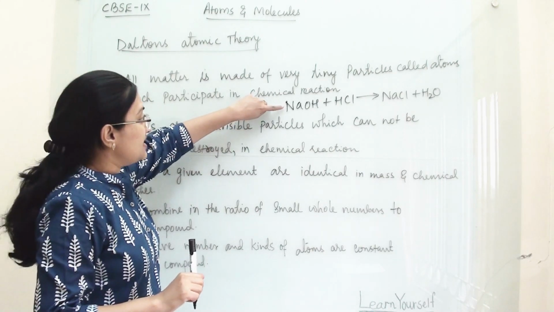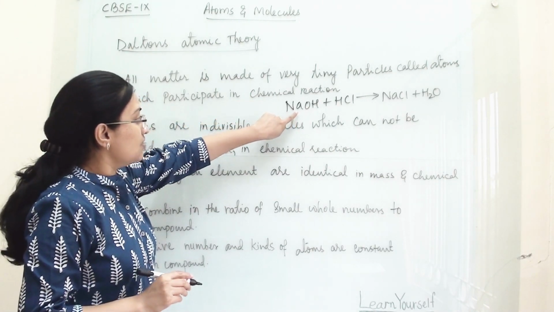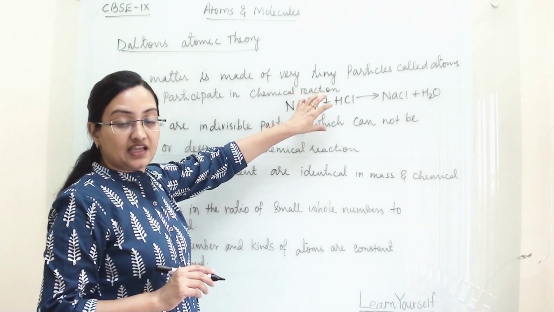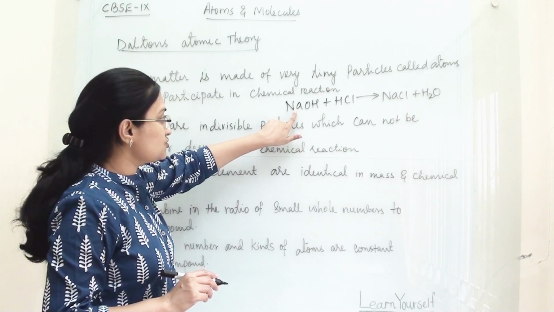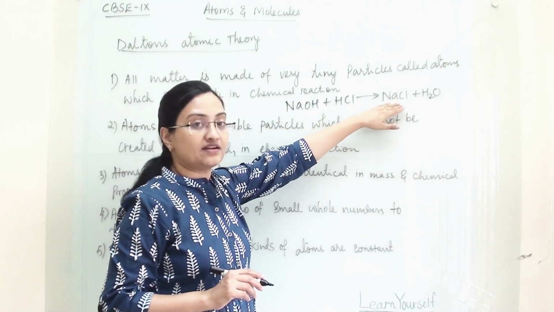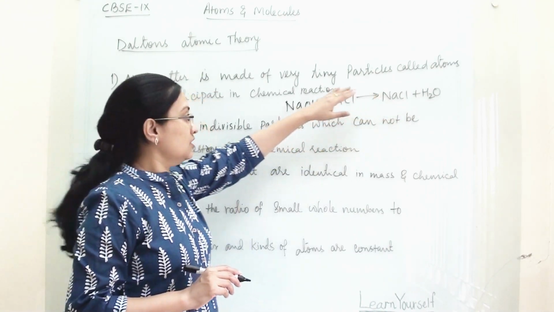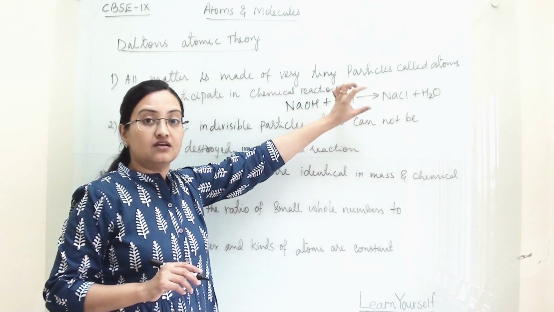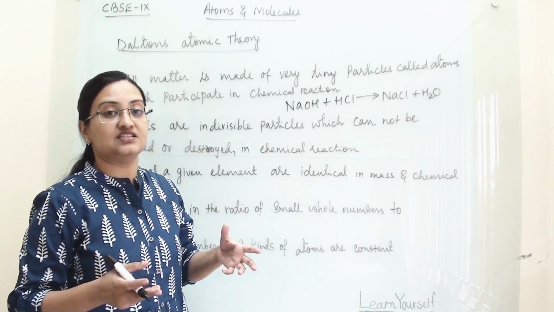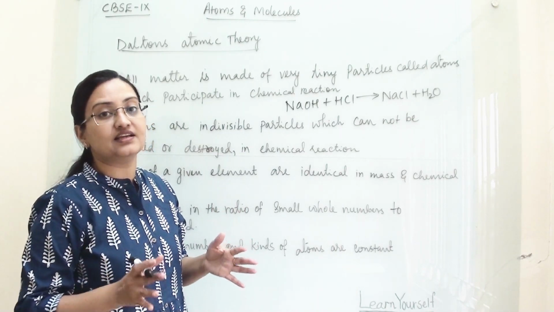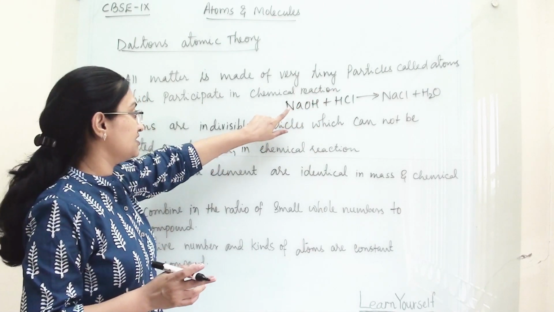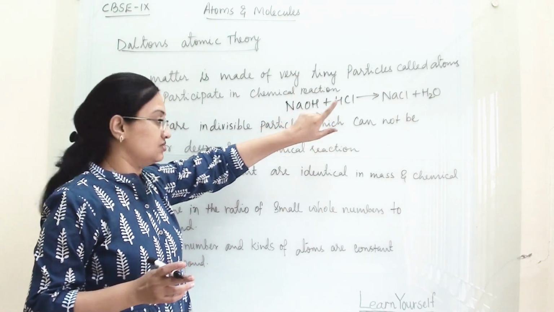Here you can explain that in this chemical reaction what is taking part is atoms. These atoms are taking part in the chemical reaction. That means this sodium atom is going to react with this chlorine atom and these two atoms will form a molecule. So like this, in the biggest chemical reaction at the smaller level, the atoms are reacting and atoms are taking part in the chemical reaction. Molecules are not taking part in the chemical reaction. Atoms are reacting with each other.